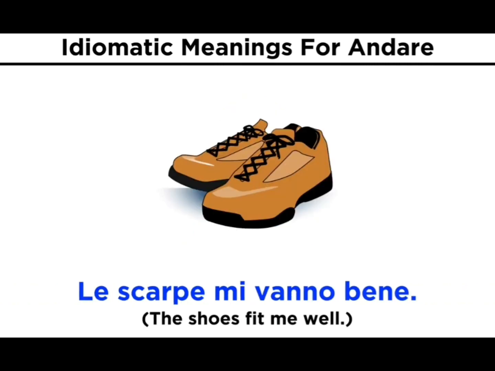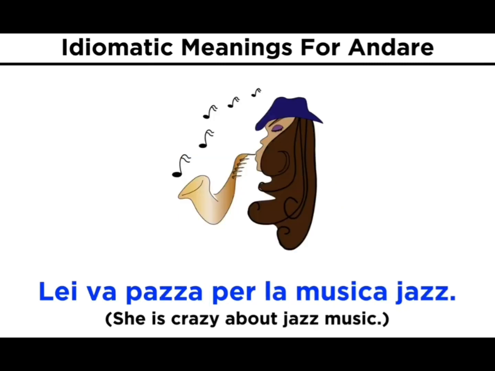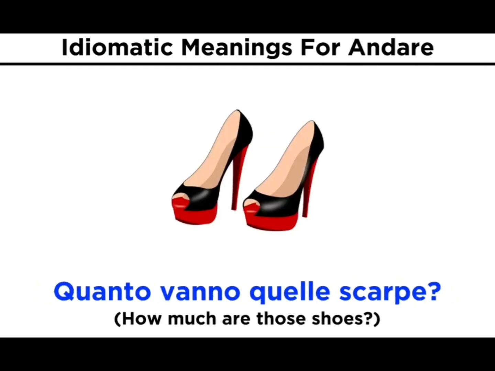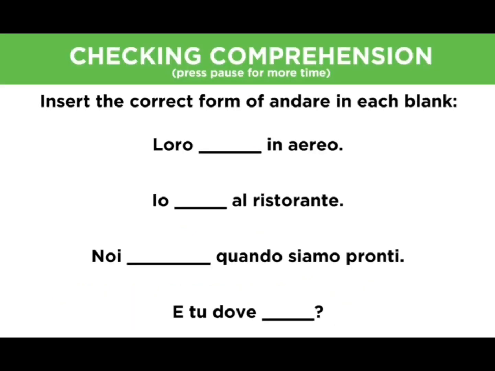It could refer to how well clothing fits. Le scarpe mi vanno bene. It could imply a state of being. Lei va pazza per la musica jazz. And lastly, it could refer to cost. Quanto vanno quelle scarpe? Now that we know how to use andare, let's check comprehension.